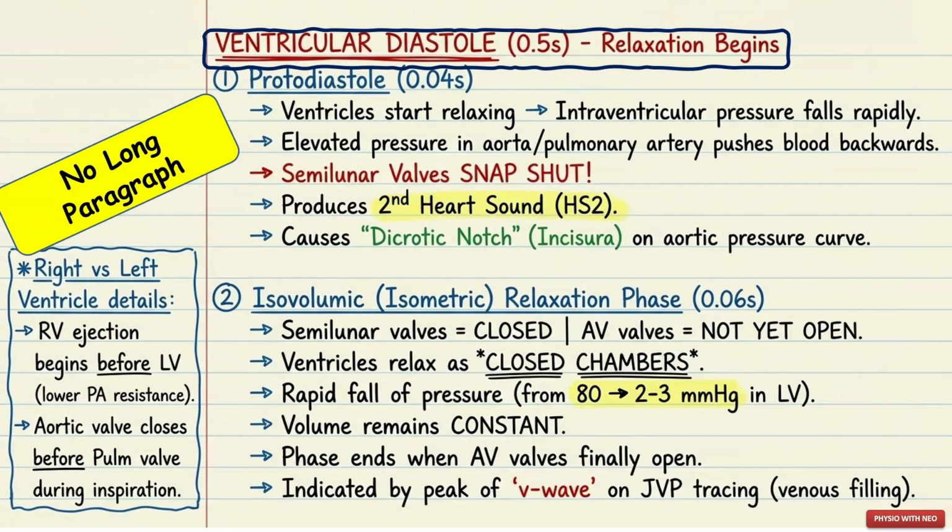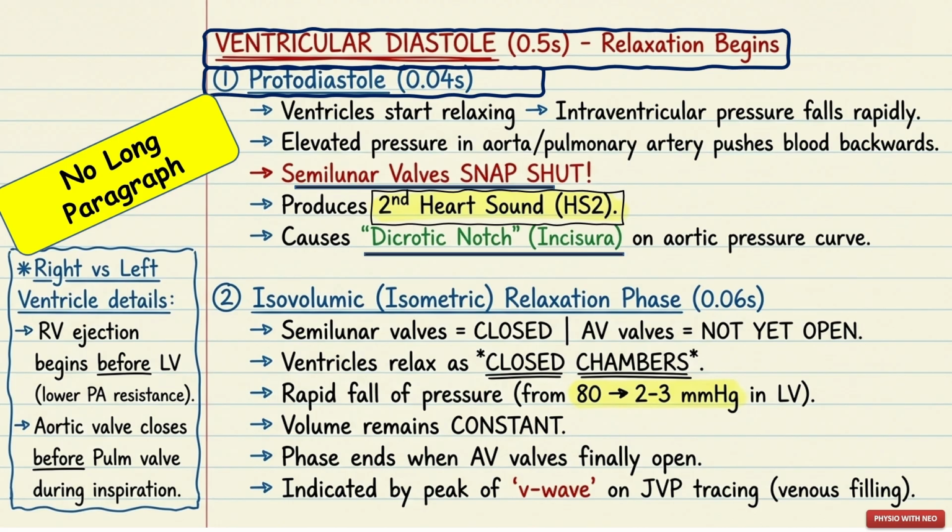Here is the ventricular diastole. It has 5 phases. The first phase is protodiastole. Here the ventricles start relaxing and the intraventricular pressure falls rapidly. Because of this, the blood in the aorta and the pulmonary artery pushes backward, and it causes the semilunar valves to snap shut and produces the second heart sound. It also causes the dicrotic notch, the incisura, on the aortic pressure curve.